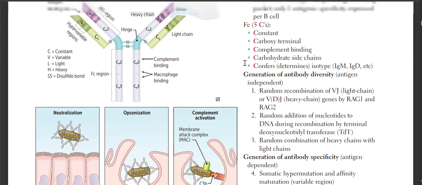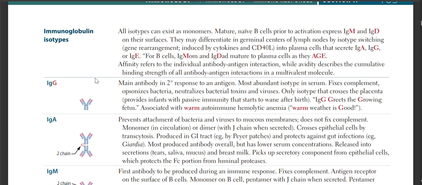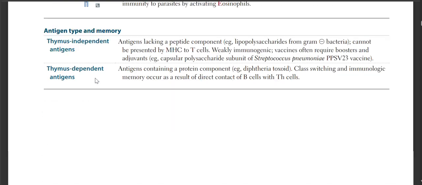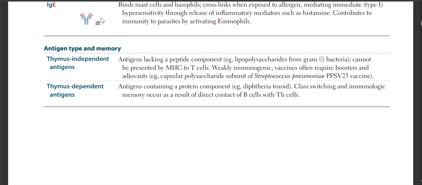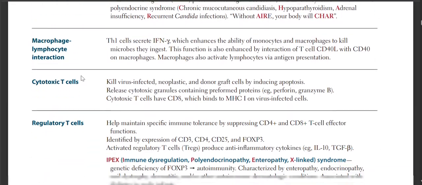So you don't really need to remember the structure of an antibody in depth. There's a couple of things you need to know, but not everything, and not everything in depth. And then maybe we can also discuss immunoglobulin subtypes. Maybe not memory, but yeah. So let's see how far we get.